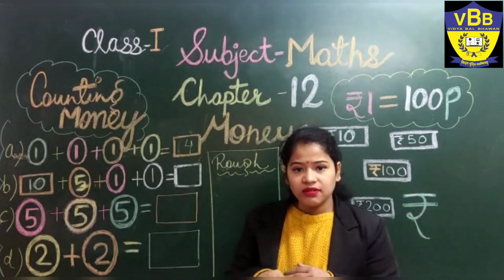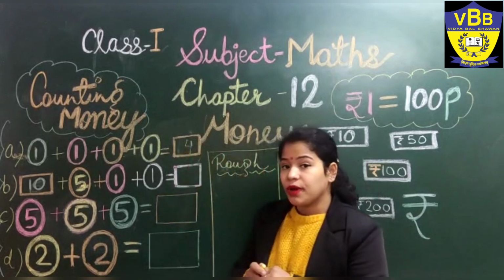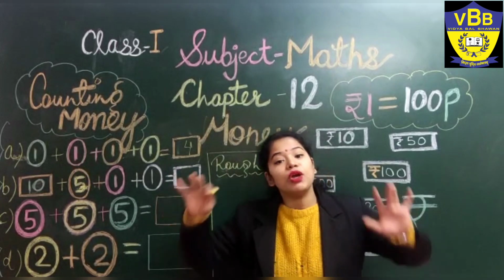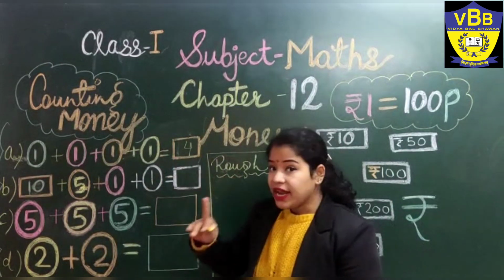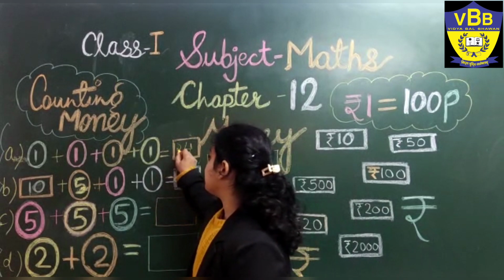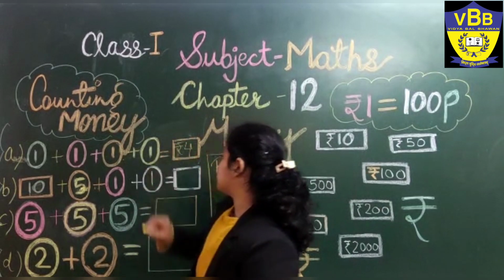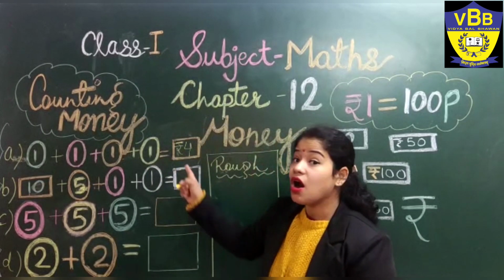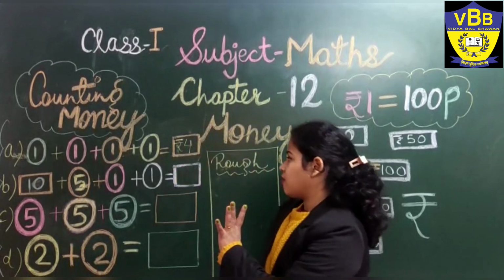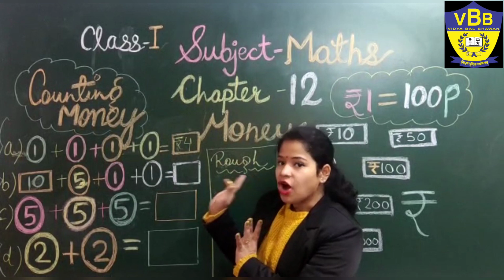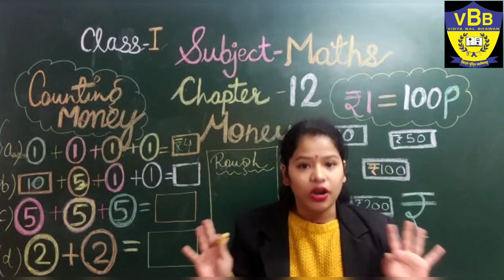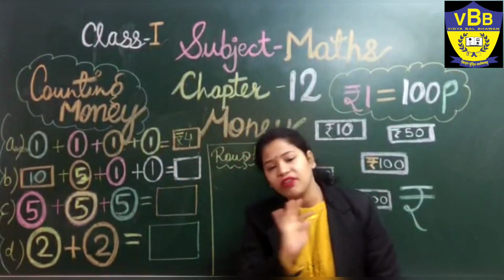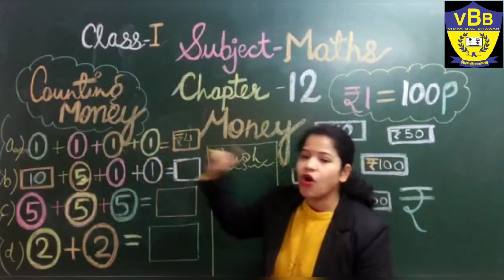So it is incorrect. Because I have not written the symbol of rupees, it will be a digit only. It is not money. It will remain only a digit. When I put the rupees sign here, like this, now it is correct. Now it is money. Got my point? Now you can say very correctly that it is rupees 4.